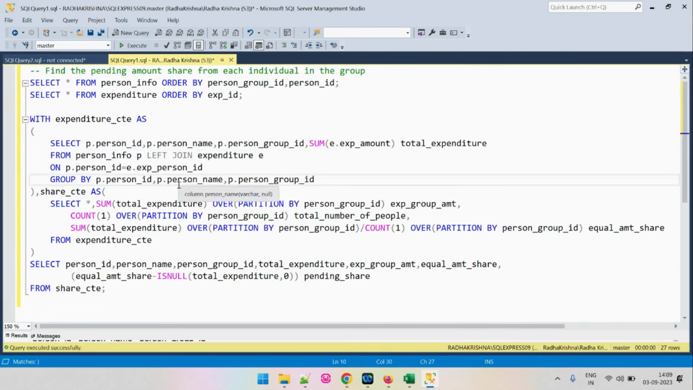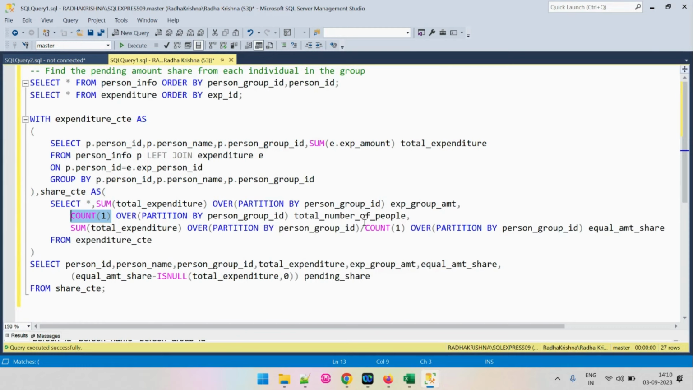Once we have that information, we have summed on this column that we have just derived, and we have done grouping on the person group ID. This way we get the total expenditure summed up for all the individuals in that group, and we have got the expenditure group amount. We have identified how many people are present in that group by again grouping on the person group ID. That is, partition by person group ID is the window that we have used to count the number of people present in the group.